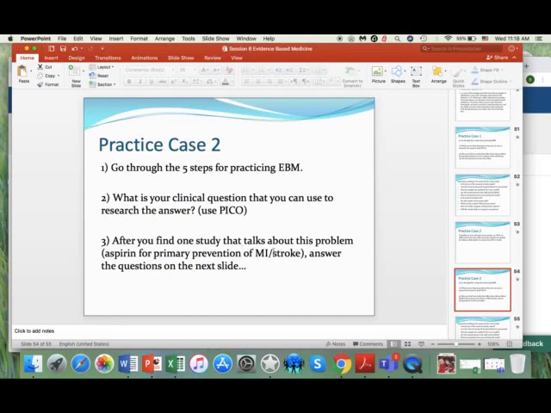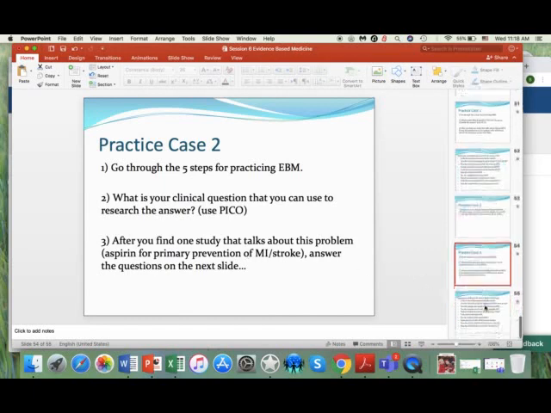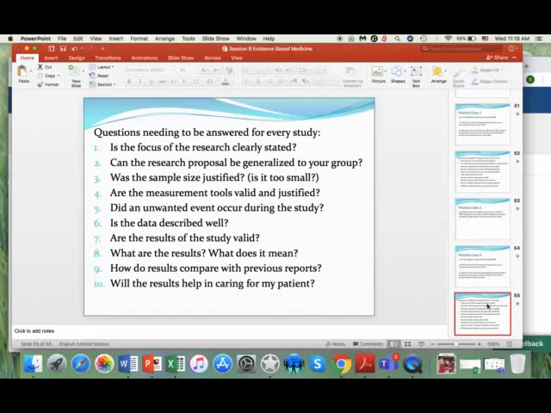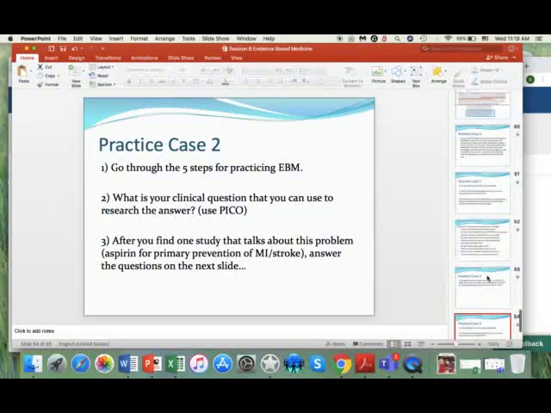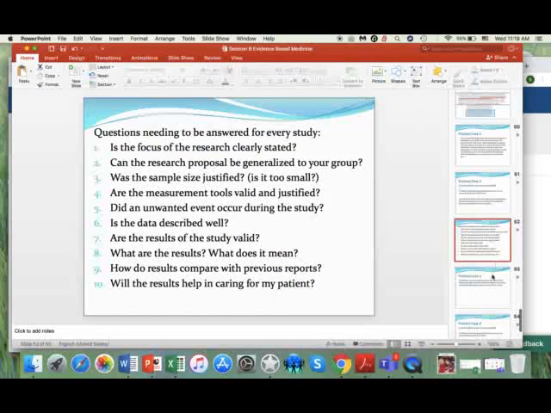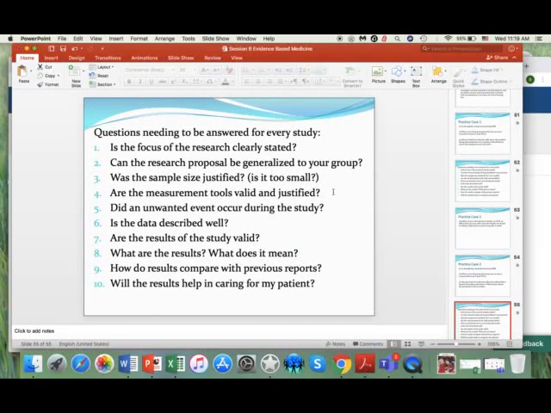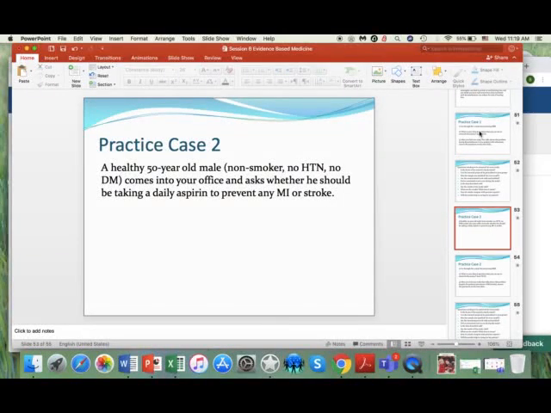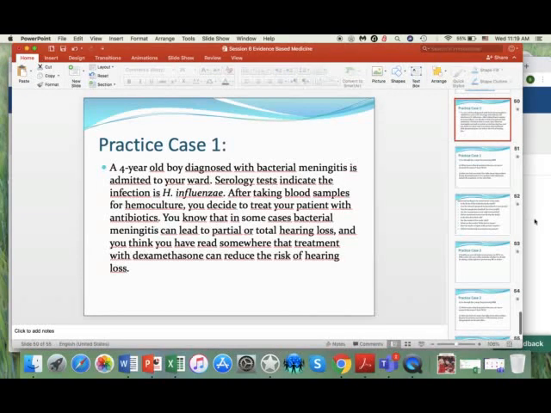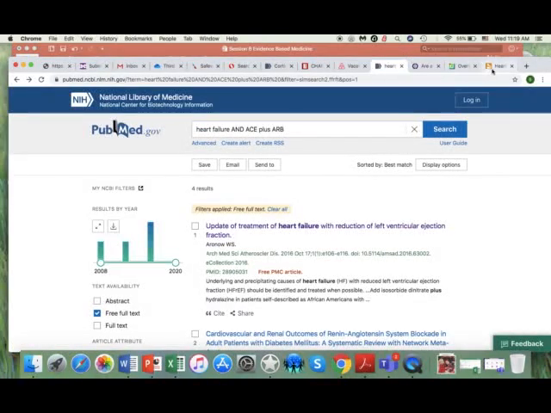And then after you find a study that talks about the problem, meaning something along the lines of aspirin for the primary prevention of a heart attack or stroke, answer the questions on this slide the best that you can, and then tell me what you would do in this case. So for these 2 cases, that's your homework. I want you to go through it, use PubMed to find an article to answer these questions. And let me know if you have any questions or anything.